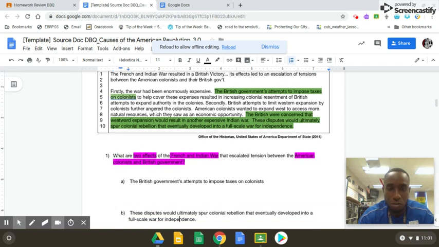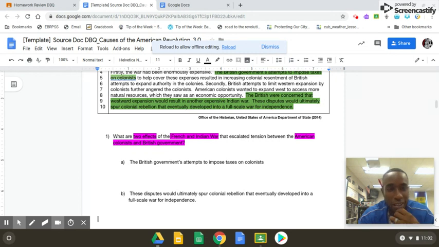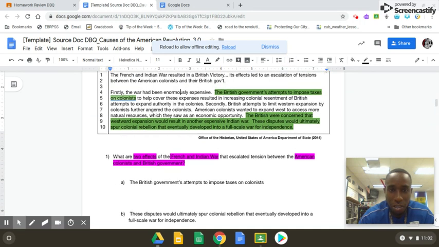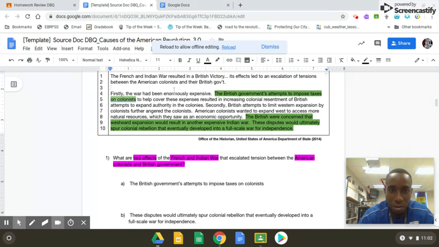So what are two effects? This question is a little different because it actually identifies the two effects down below. Now you just have to find evidence of those two. I actually answered this one. It says A, the British government's attempt to impose taxes on the colonists. That's one effect that I found in the text. I highlighted right here the British government's attempts to impose taxes on the colonists. And B, the disputes would ultimately spur colonial rebellion. They eventually developed into a full-scale war for independence, and that came from the text here.